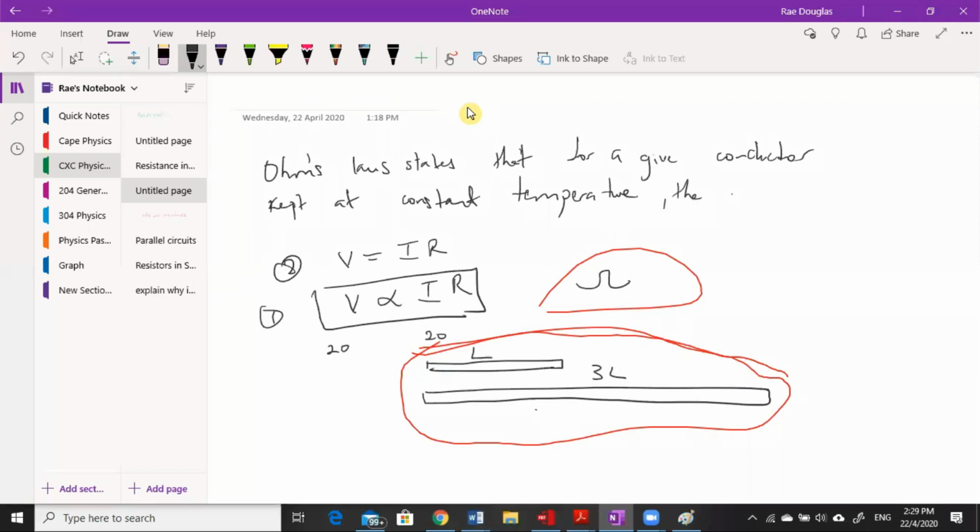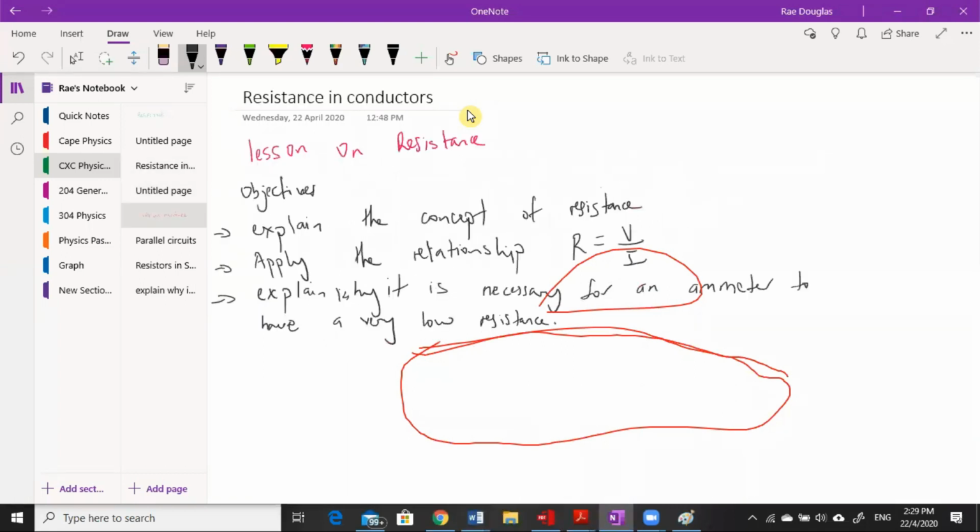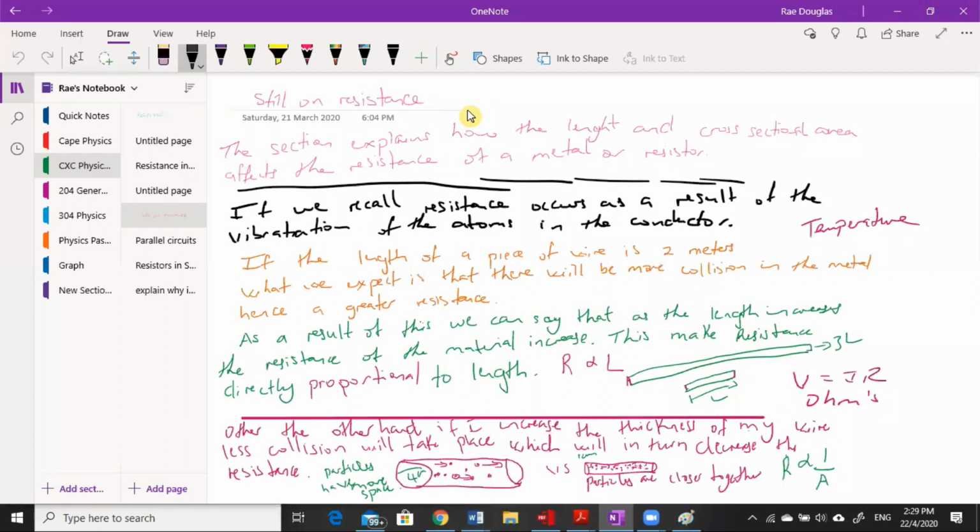Let me go back and see what I have in terms of the notes, because I don't remember fully. I'm going to mark up my screen. So if the length of a piece of wire is 2 meters, what would you expect?